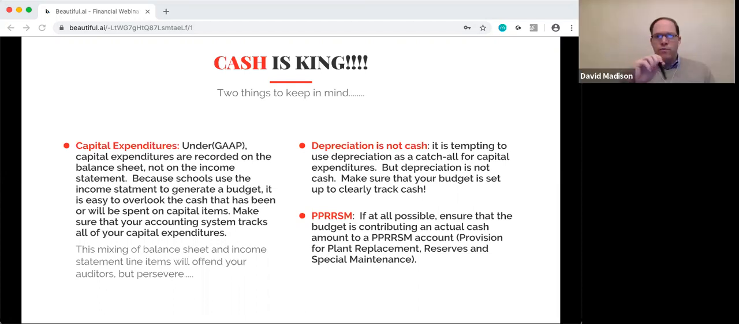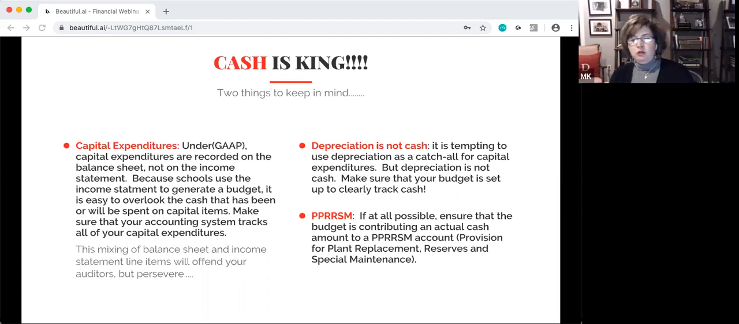Quick question from a participant. Prism accounts, is your Prism always a capital expenditure? Well, Prism actually isn't necessarily an expenditure. What it is, is you putting aside money for reserves, and you're putting aside money for plant replacement and special maintenance.